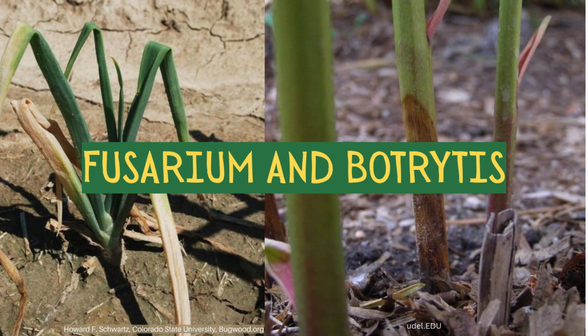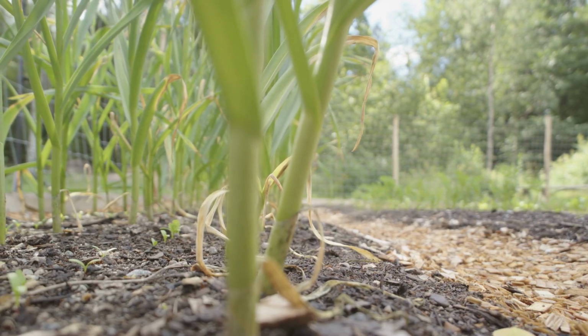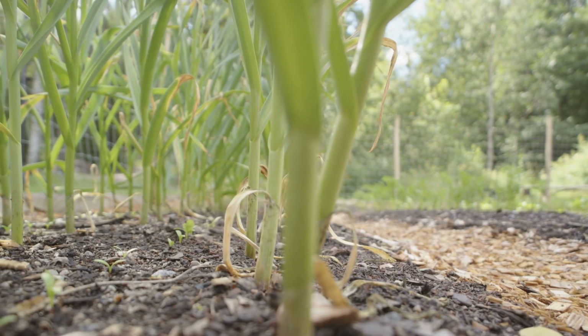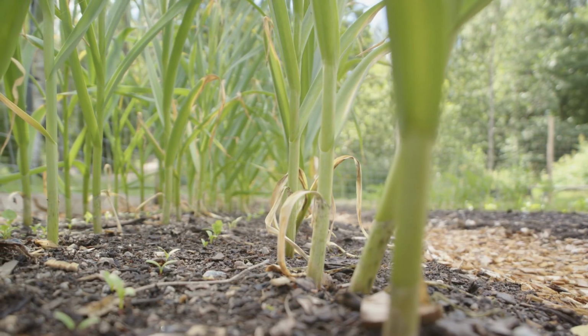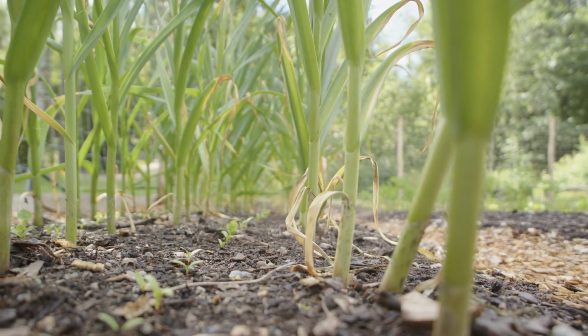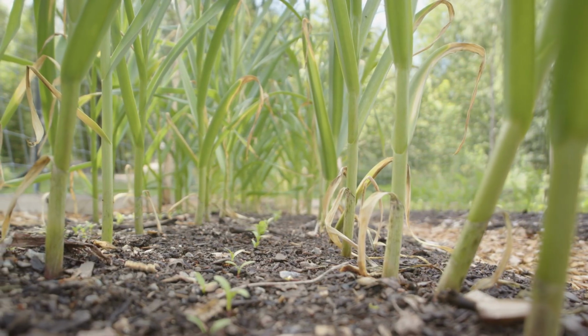Fusarium causes bulb rot from the bottom up, while Botrytis creates that characteristic brown water-soaked area around the neck. Both thrive in wet conditions, so prevention focuses on drainage and air circulation. Space your plants properly, avoid overhead watering late in the day, and ensure your soil drains well. Remove any infected plant material immediately. Don't compost it. Good curing practices also prevent botrytis during storage.